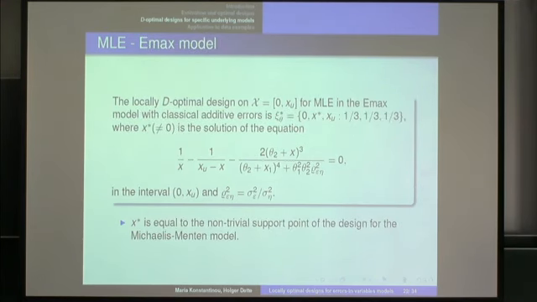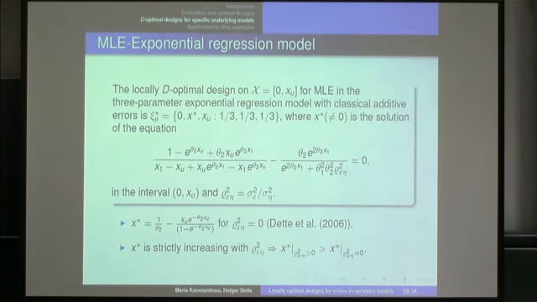In the case of the Emax model, again, we have a saturated design supported now at both endpoints 0 and xu. And the middle point x star is actually the same as the corresponding one for the Michaelis-Menten model. So it has the same properties, and it increases as the rho value increases. This is the result for the exponential regression model. Again, we have a 3-point design supported at 0 and xu. And the middle point x star, again, depends on the rho value and increases as the rho value gets larger.